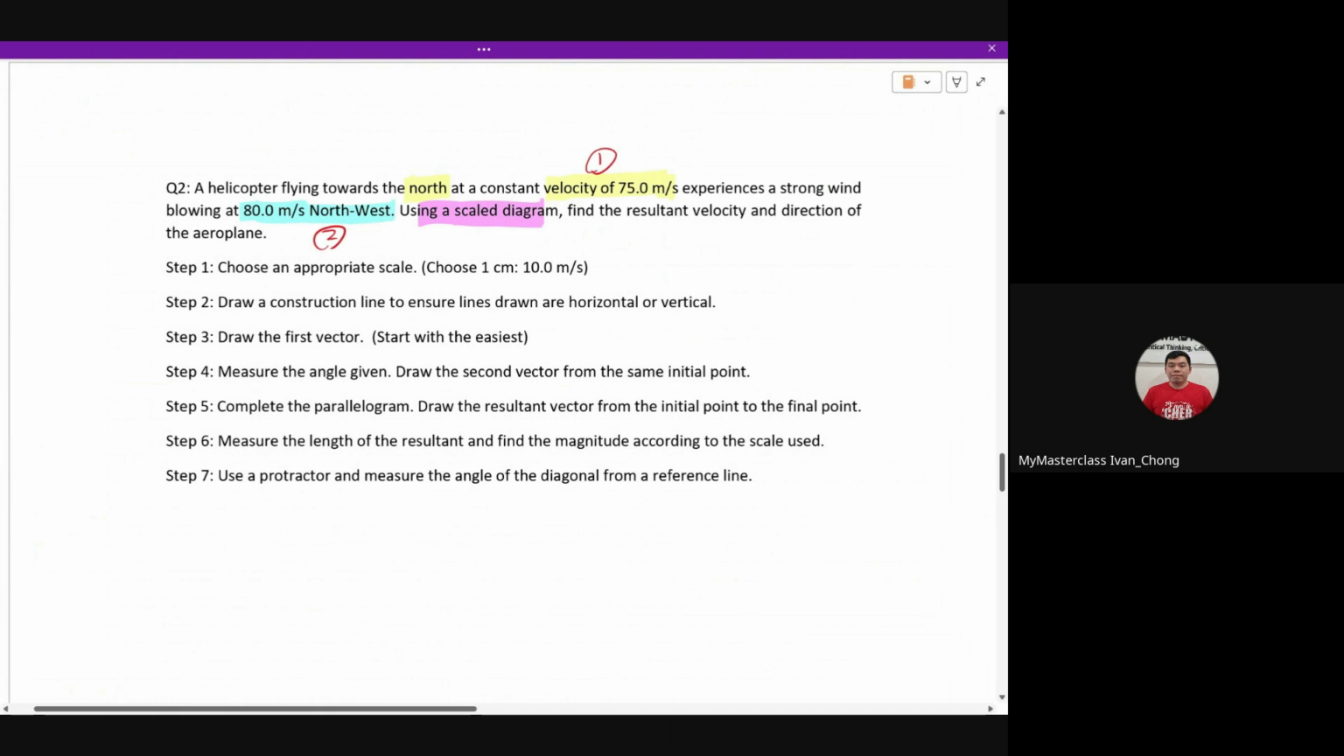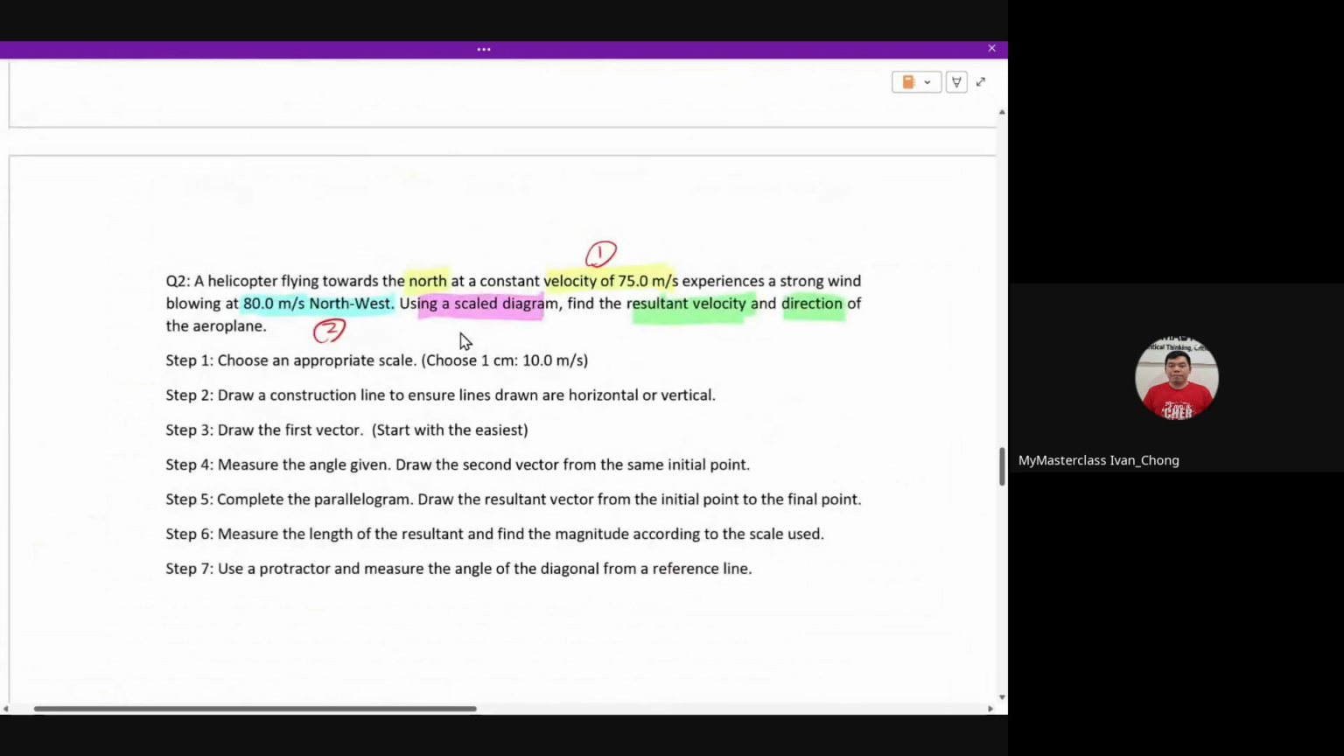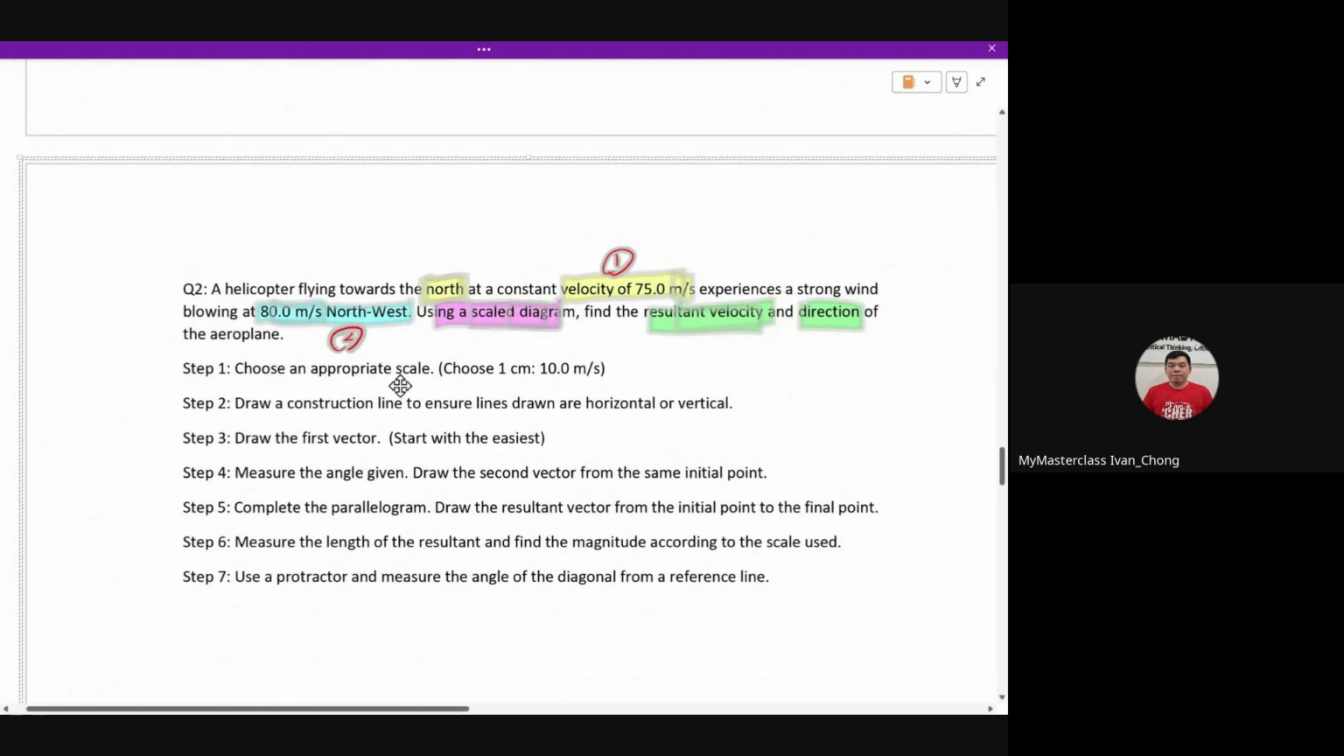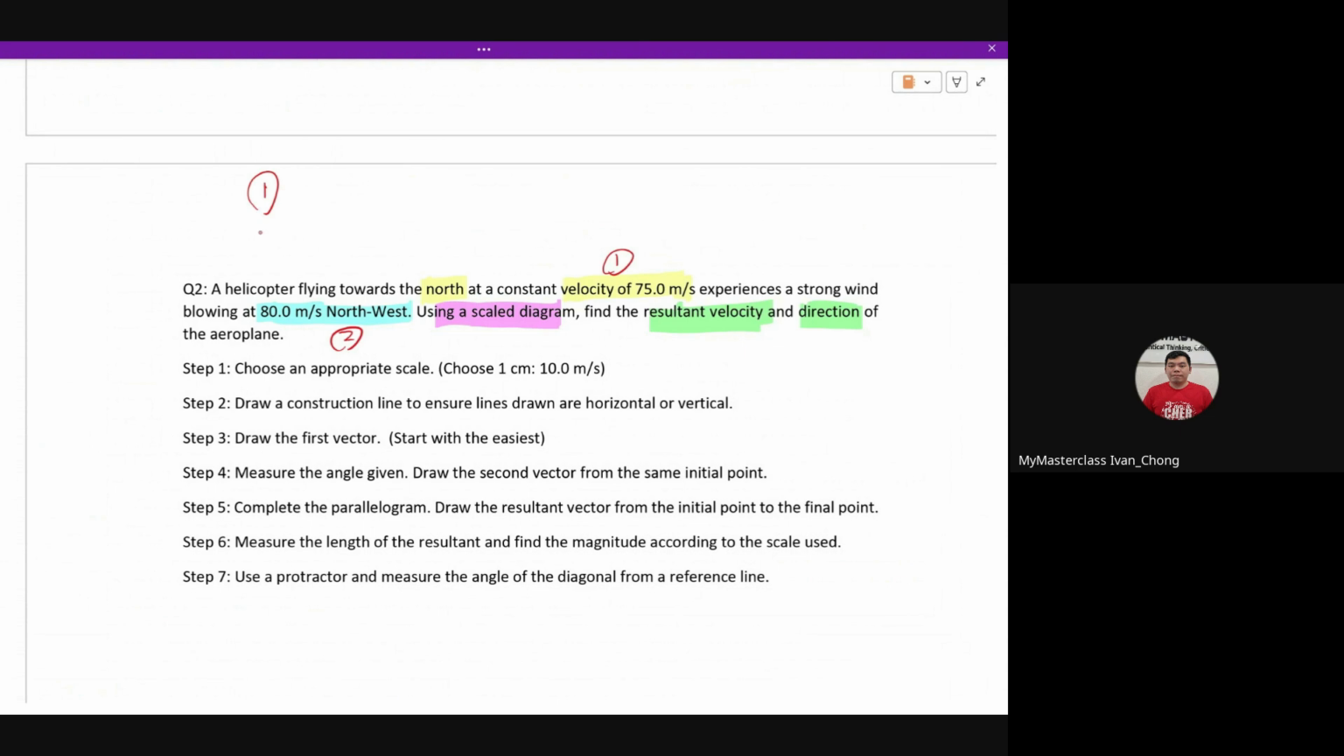So you cannot use Pythagoras or anything like that. You want to find your resultant velocity and the direction itself. So number 1, first thing, remember, before we start solving or using any scale, the very number 1 thing we want to do is ask ourselves, what is the direction? You have this 75.0. And number 2, what do we have?